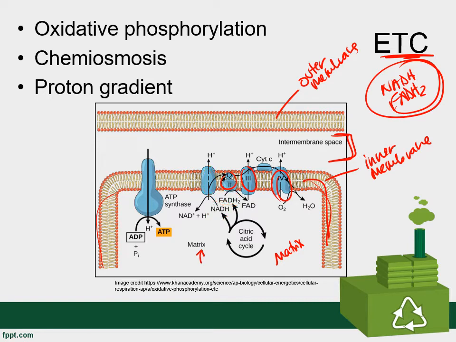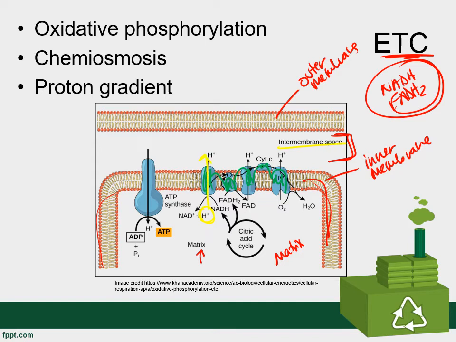The electrons are going to jump, jump, jump, jump, jump along the electron transport chain. Every time those electrons jump, a little bit of their energy is transferred to these proteins. These proteins use that energy to pump hydrogen ions from the matrix into the intermembrane space.